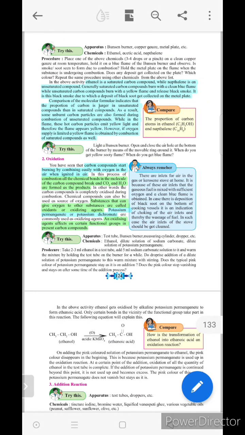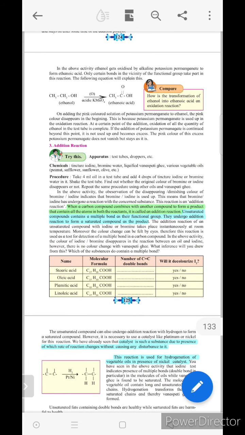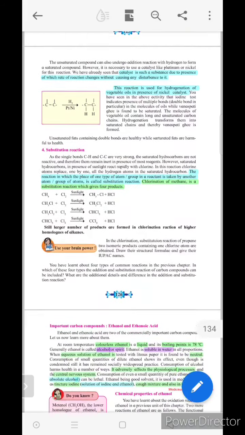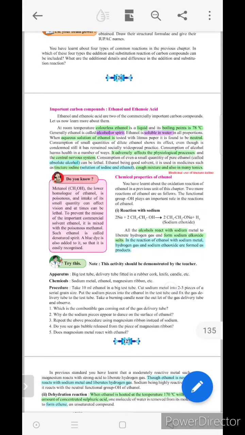We will move on to page number 124. Again there is no reduction. 25, no reduction. 26, there is also no reduction. Directly we will move on to 127.